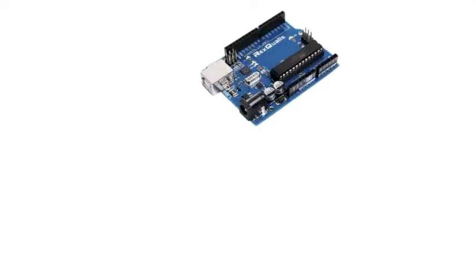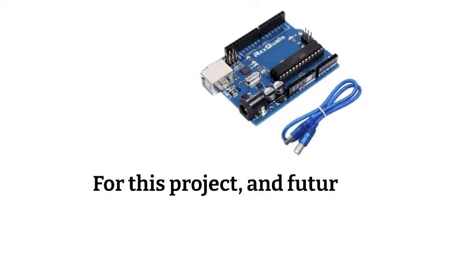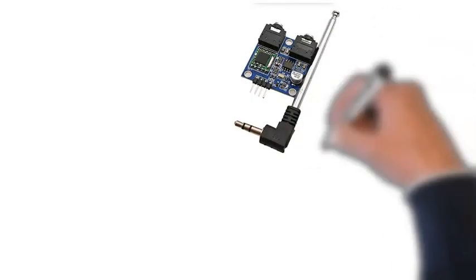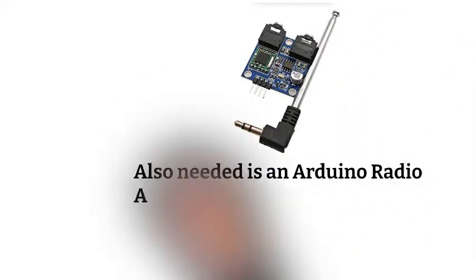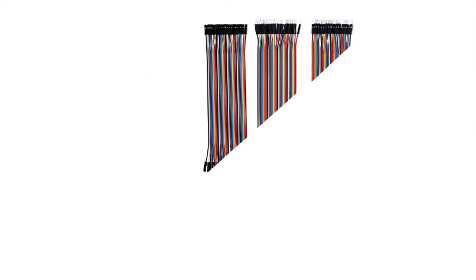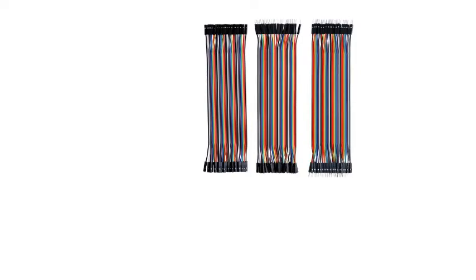For this project, and future projects, you will need an Arduino UNO. The one I'm using is from Amazon.com. See links page for details. Also needed is an Arduino radio, available from Amazon.com, based on the TEA5767 radio module. Jumper wires will also be needed. These are from Amazon.com as well.